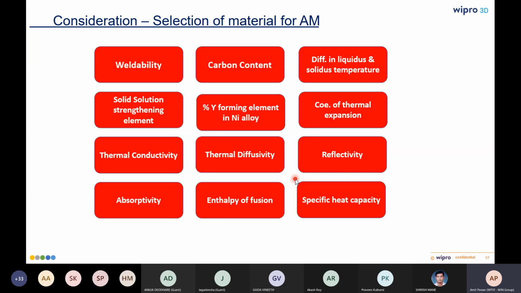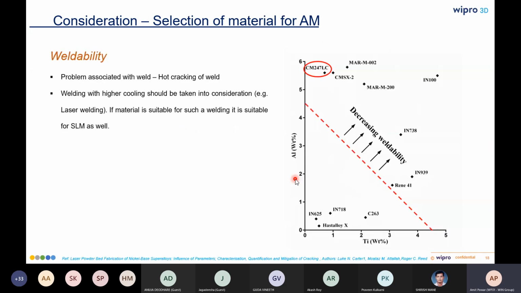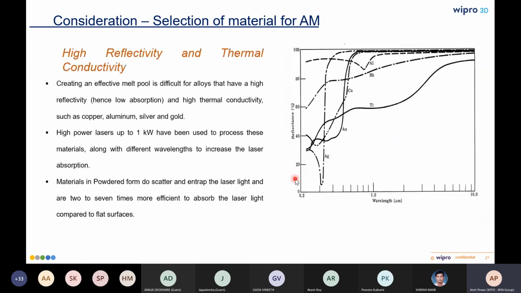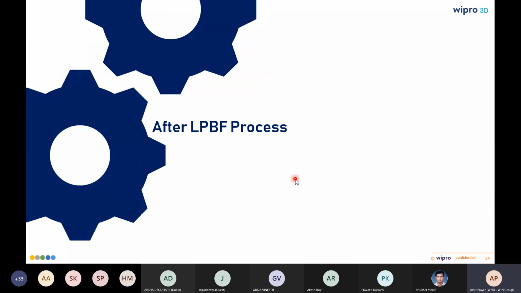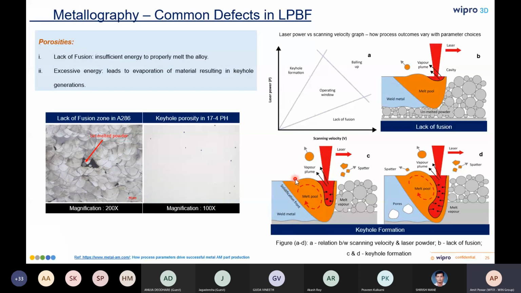So considerations, I'll not go into the details. It is covered at an advanced level. More important is that we'll see some of the defects, so that you will be aware that maybe all the people are talking about the good things about AM, but I just wanted to give you what to look for on the other side. Basically, what can happen, or how to assess the quality of the AM parts. That is also very important.